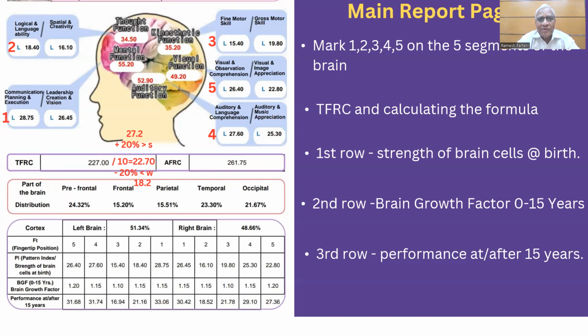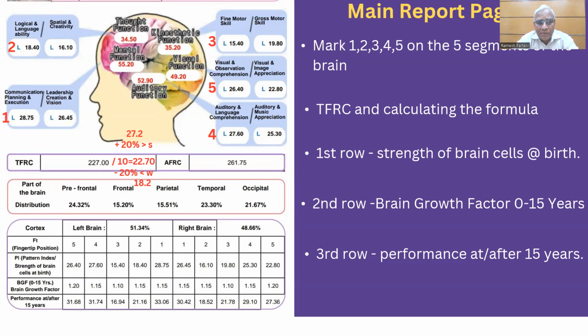So first left, if you look at the picture above, the talents this part of the brain controls are communication, planning, and execution. These are qualities of good business managers. And this 28.75 in the first line is growing by 15% in the second line, and first line multiplied by second line is 33.06 in the third line.